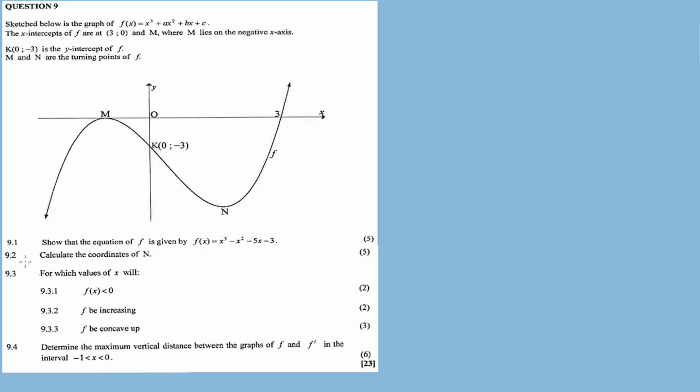So 9.1, show that the equation of f is given by f of x equal to x cubed minus x squared minus 5x minus 3. Wow. 9.1. Okay.